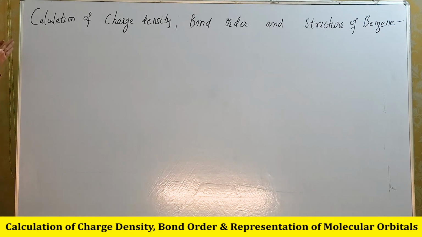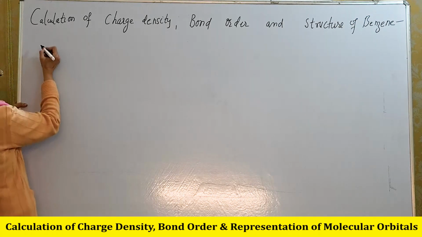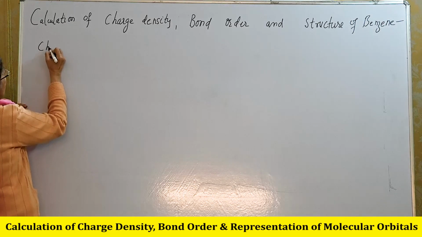Okay, now we take the calculation of charge density, bond order and structure of benzene. So first we take the charge density.